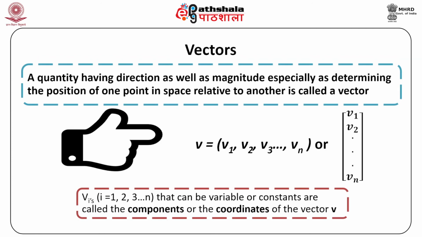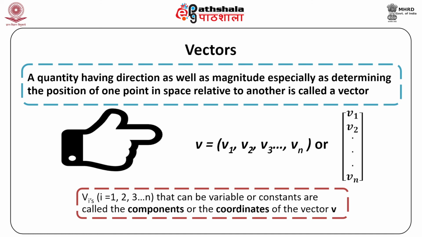A quantity having direction as well as magnitude, especially as determining the position of one point in space relative to another, is called a vector. So, a vector is a symbol used to refer to an ordered set of variables or coefficients. Symbolically, a vector can be represented by v = (v1, v2, v3, ..., vn), or v = (vi), where i varies from 1, 2, 3 to n, that can be variable or constant, are called the components or the coordinates of the vector v.